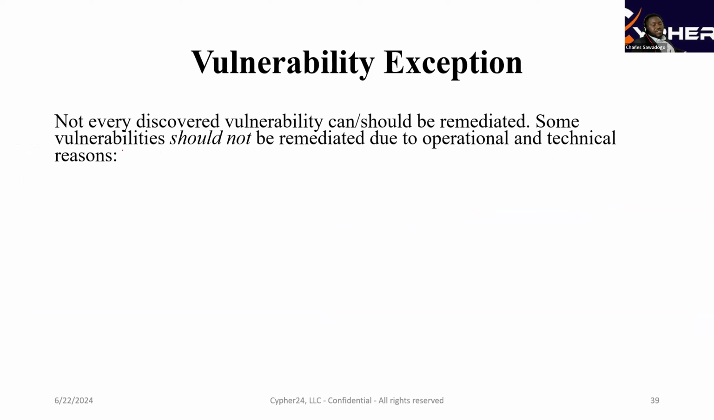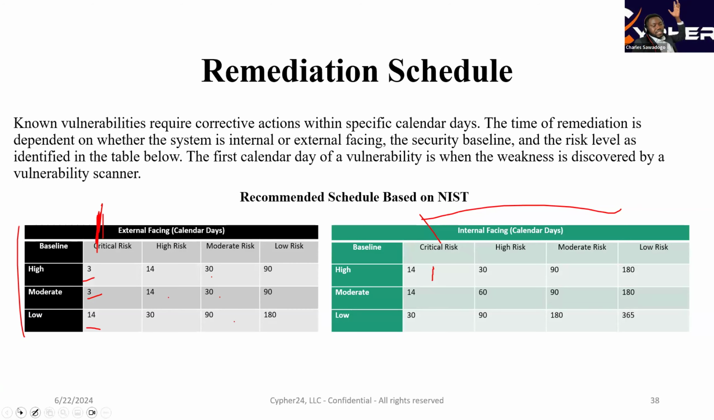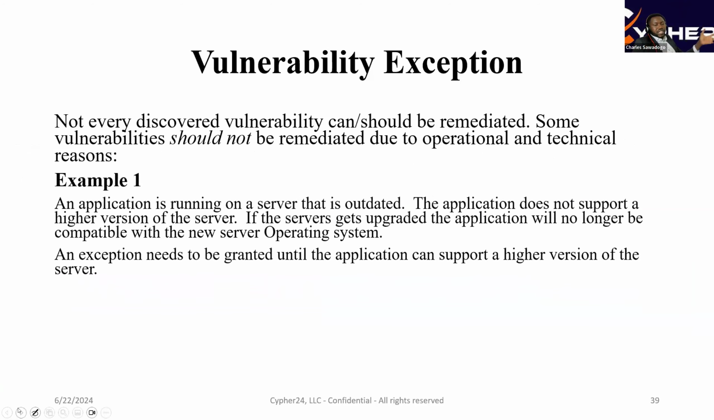Vulnerability exception. Not every discovered vulnerability can or should be remediated. Some vulnerabilities should not be remediated due to operational and technical reasons. For example, an application is running on a server that is outdated. The application does not support a higher version of the server. If the servers get upgraded, the application will no longer be compatible with the new server, new operating system. An exception needs to be granted until the application can support a higher version of the server.